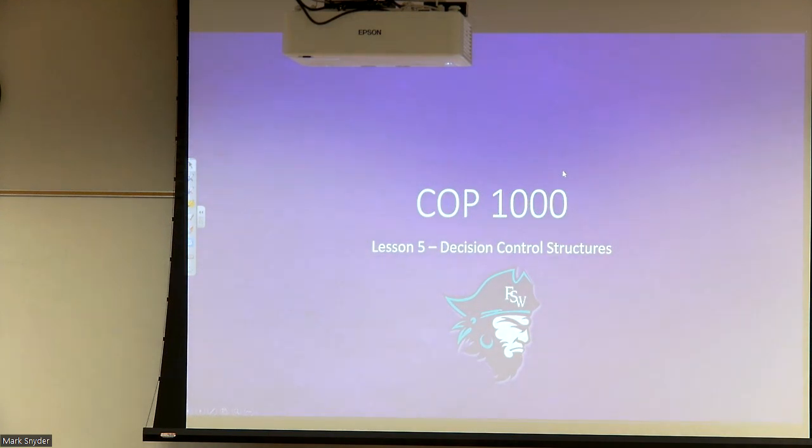Okay, decision control structures. When we talk about control structures, it's basically just terminology. You probably won't encounter this much as a programmer. It's just what we call these things. There's three primary control structures that we talk about in programming.